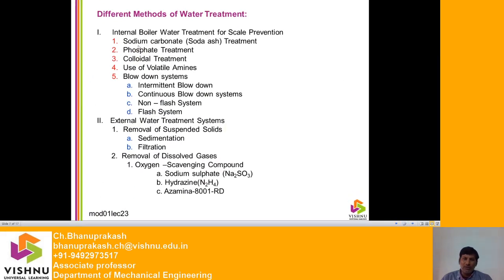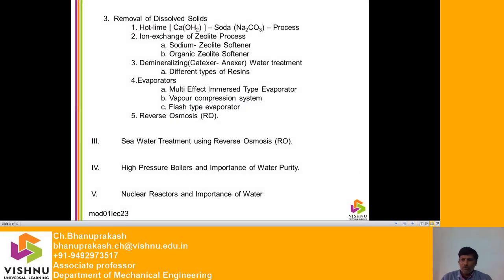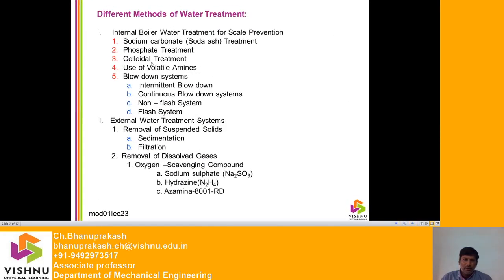But today in this lecture we will discuss the internal treatment. The method is sodium carbonate or soda ash treatment, that we will discuss, and I will give a slight comparison with the phosphate treatment. And here, blow down systems. In the earlier slide we discussed the sludges. The sludges can be removed by the blow down systems. These systems can remove the impurities in the water in the form of sludges, that is the blow down system.